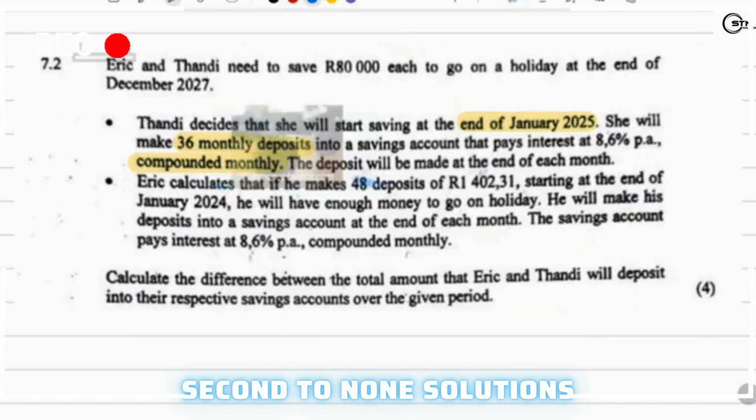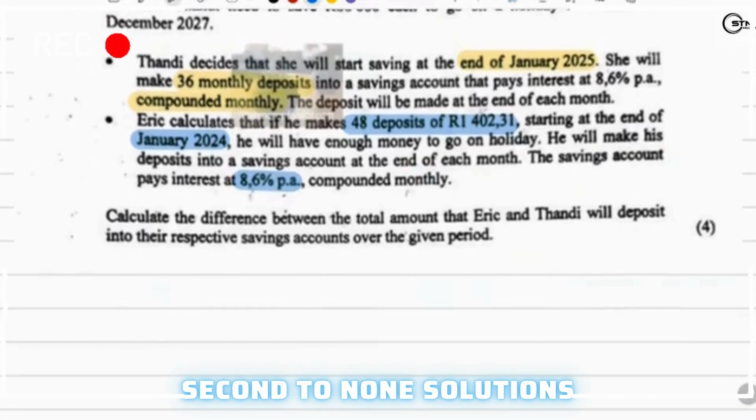Then they tell us about Eric. Eric calculates that if he makes 48 deposits of 1,402.31 Rand, starting at the end of January 2024, okay, she's starting 2025, he's starting 2024, he will have enough money to go on holiday. He will make his deposits into a savings account at the end of each month. Okay, that's just the same as her. The savings account pays interest at 8.6% per annum, compounded monthly.